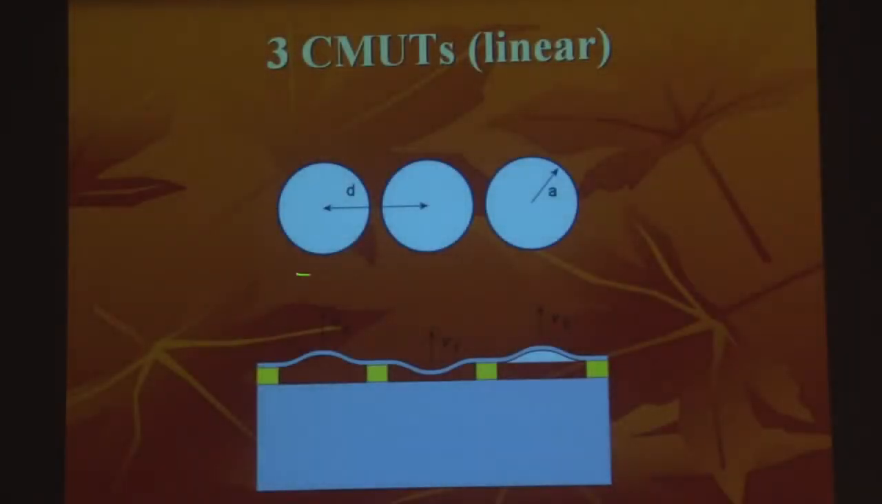So basically what happens is, with these 3 CMOTs, it may happen that the center CMOT actually moves in the opposite direction to the others, even though excitation pulls them, it goes up. Excitation is gone, it comes back. So it's sort of like negative resistance. The central CMOT in this case sees a negative radiation resistance.